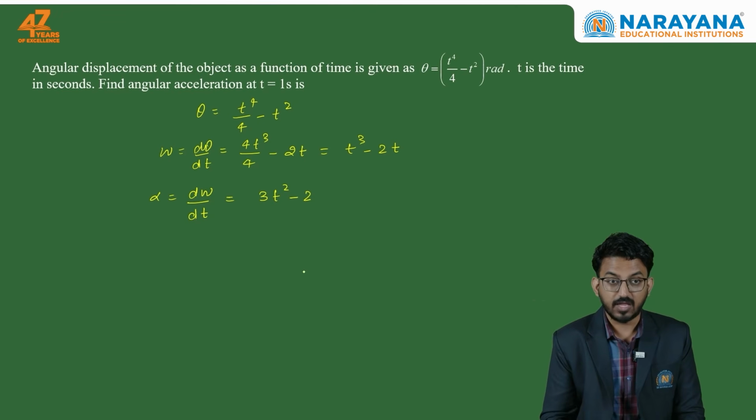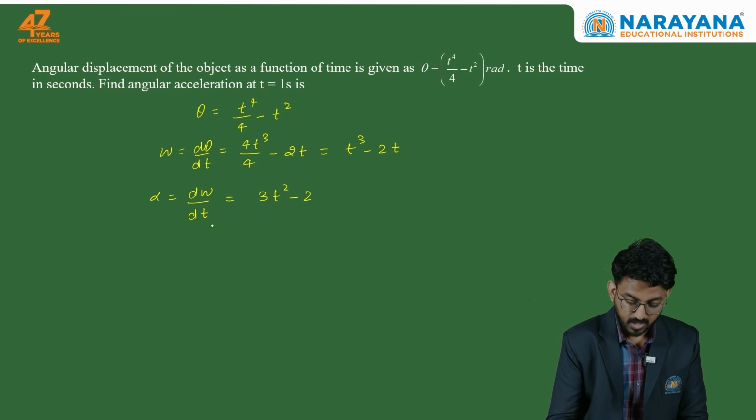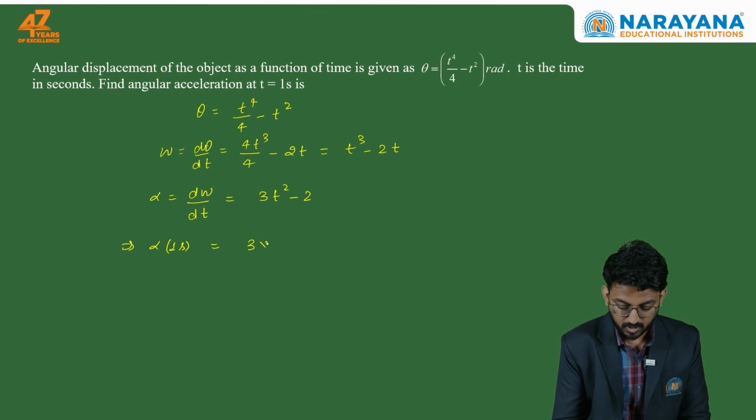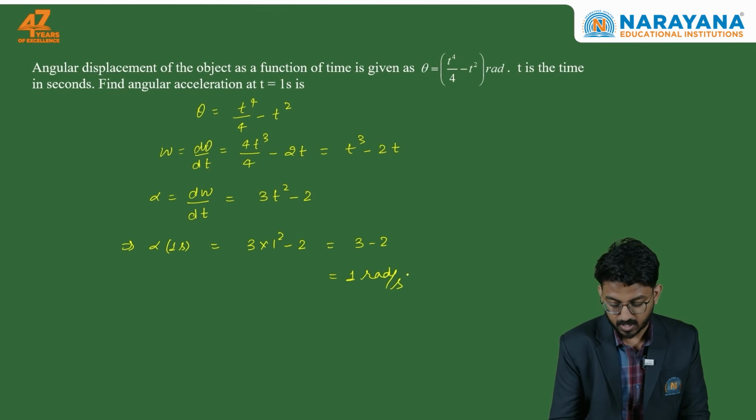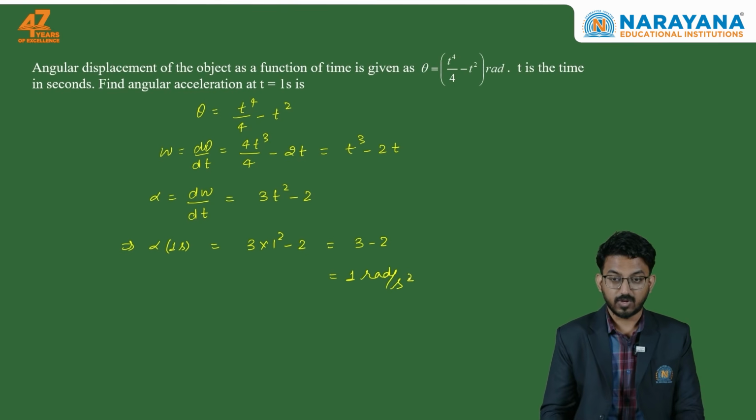They're asking for alpha at the time t is equal to 1 second here. So you can put here alpha at 1 second. This is going to be 3 into 1 square minus 2, which gives us 3 minus 2, giving us 1 radian per second square. This is the last question here.